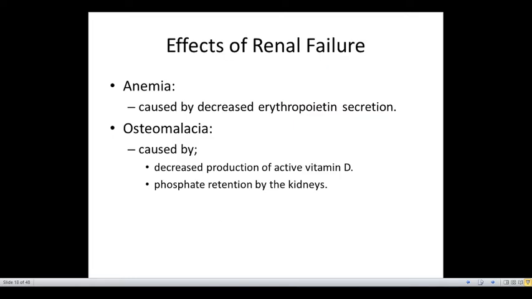Other effects of renal failure may include anemia, which is caused by the decreased erythropoietin secretion by the decreased renal tissue. Other is the osteomalacia, caused by decreased production of active vitamin D and phosphate retention by the kidneys.